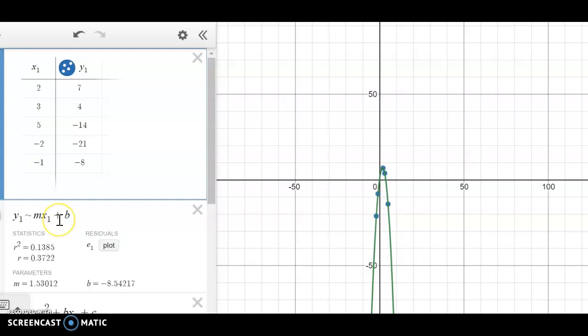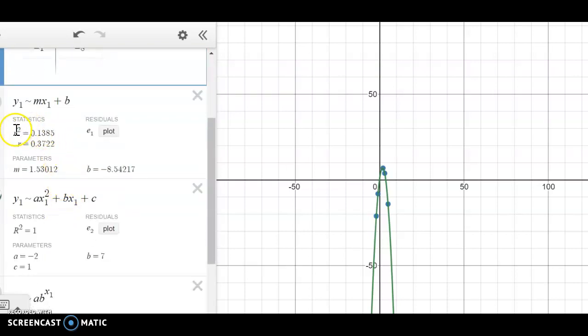So when you're doing your work, it's going to give you a set of data. You're going to have to decide whether it is linear, quadratic, or exponential by using Desmos and the regressions. You are looking at your r squared. The closer the r squared is to 1, the better fit. If r squared equals 1, then the equation is a perfect fit.